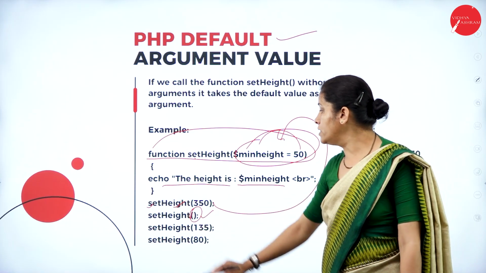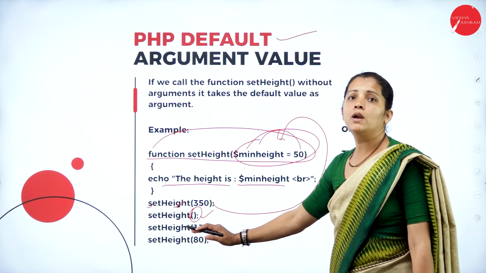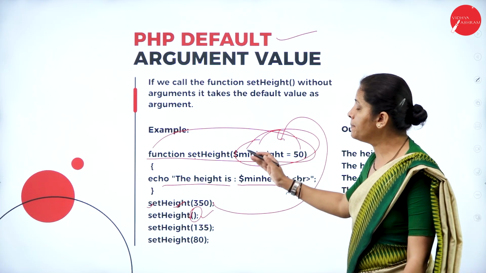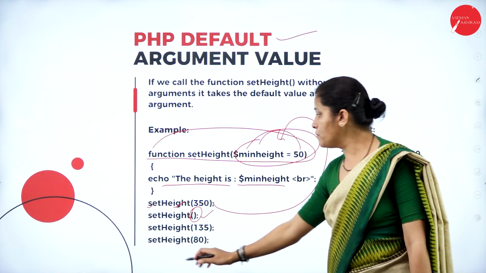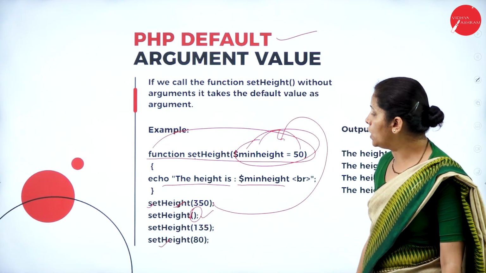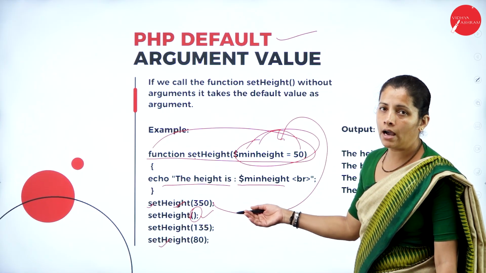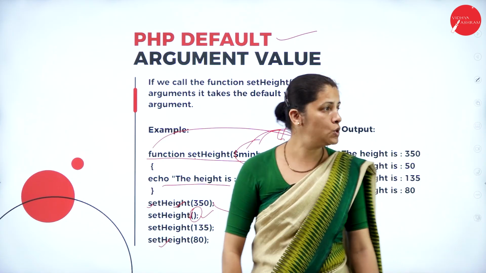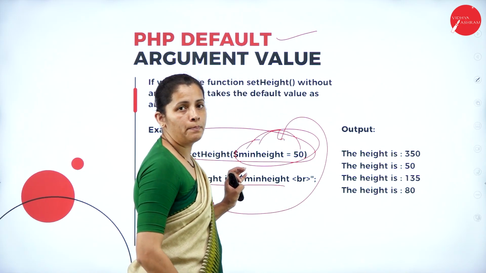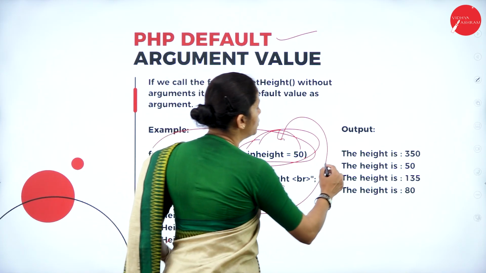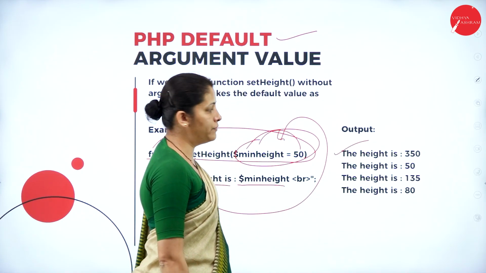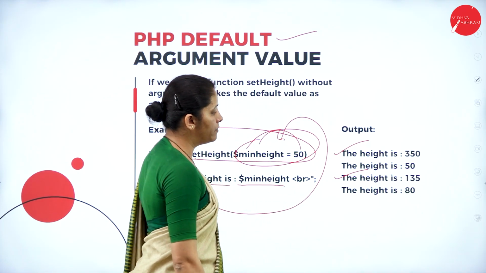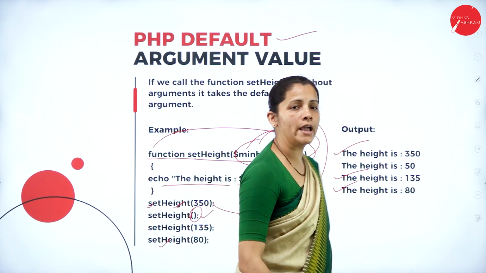Next time when I call the function setHeight, I'm passing 135, and the output I'm getting is 135. Next time, once again, I call setHeight and pass the value 80. What output can I expect? That's 80. So when I execute this PHP code, I get the output: the height is 350, the height is 50, the height is 135 and the height is 80.